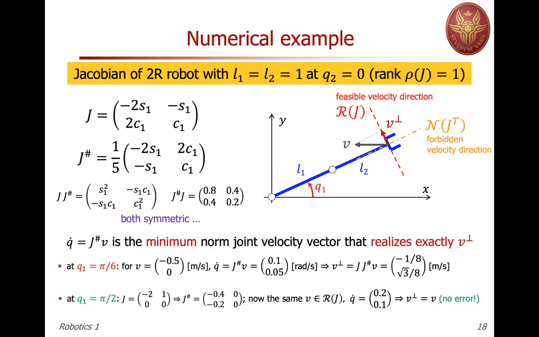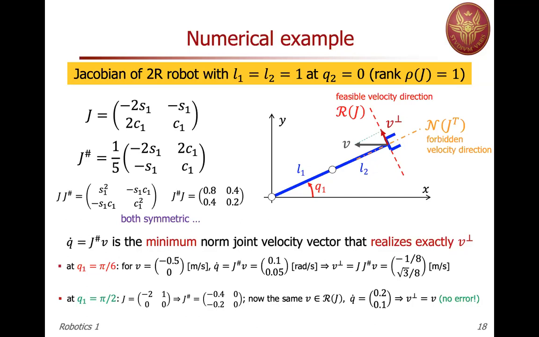If I'm moving farther, if I'm bringing Q1 to pi over 2, so now the robot is stretched and vertical, then I evaluate J, and J is just minus 2, 1, and has all of a sudden a row of 0. And the pseudo-inverse has a column of 0 in this case. And the first column is the pseudo-inverse of the first row, which is nothing else than that row transposed divided by the norm of that row, which is minus 0.4, minus 0.2. Now, using the same V, so I'm still wishing to go in that direction.